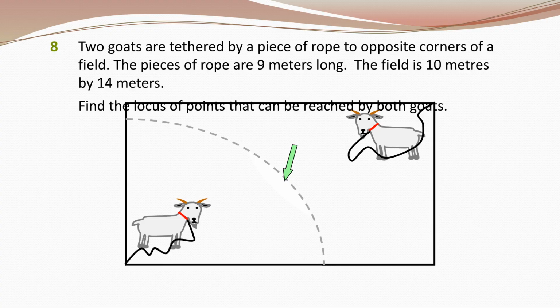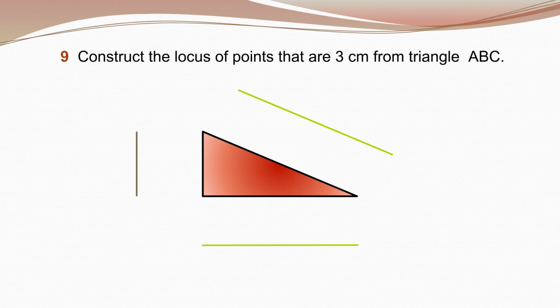Here, 2 goats are tethered to opposite corners of a field. The locus of points reachable by both goats is defined by the intersection of the 2 circular regions they can move within. Constructing the locus of points that are 3 centimeters from a triangle requires mapping the path at a constant distance from each side and each vertex.